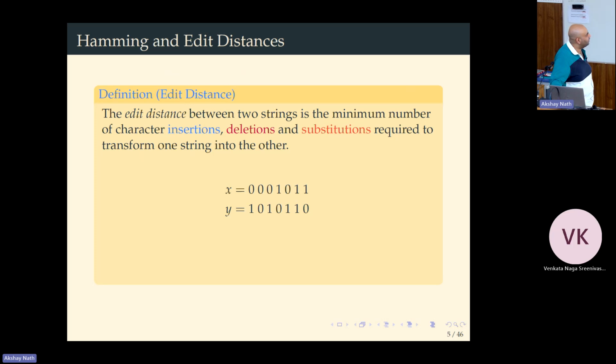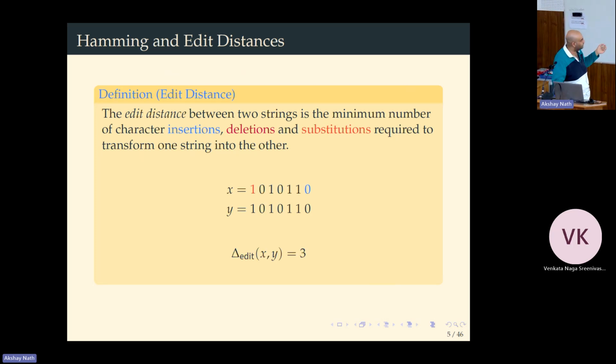The edit distance, we are allowed to not only substitute, but also delete something and insert something. So we can delete any character and insert any character. So the same pair of strings, what we can do is identify the first entry, delete it, and then insert it back at the very end. And then change the first one to 1. So we made 1 deletion, 1 insertion, 1 substitution. So the edit distance is 3.